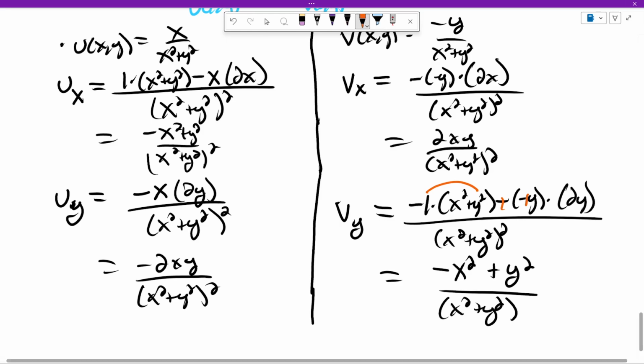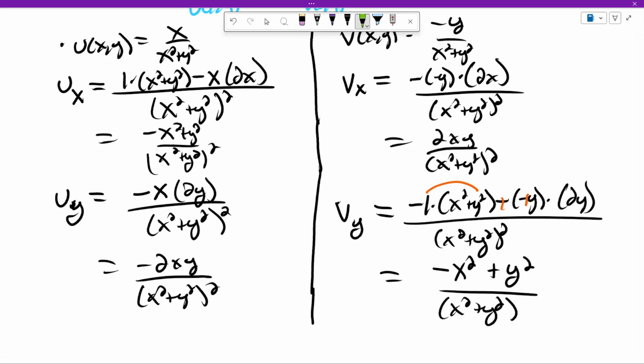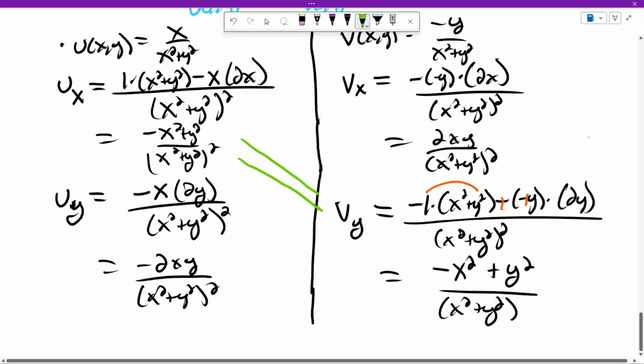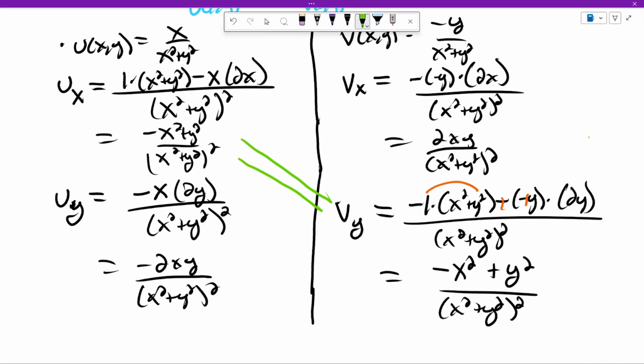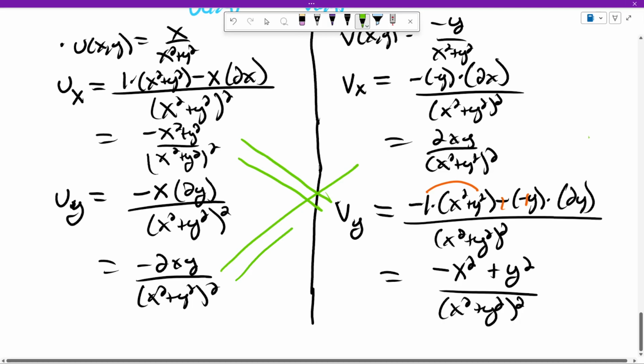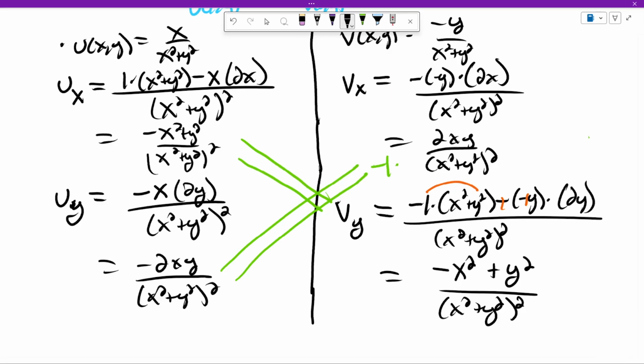Okay, now let's compare. u_x is supposed to be equal to v_y, and in fact, they are. They're equal on the nose. And then u_y and v_x are supposed to be equal up to a negative sign. So this expression is supposed to be the negative of v_x. And surely it is. It's negative 1 times that. And so the Cauchy-Riemann equations are satisfied.